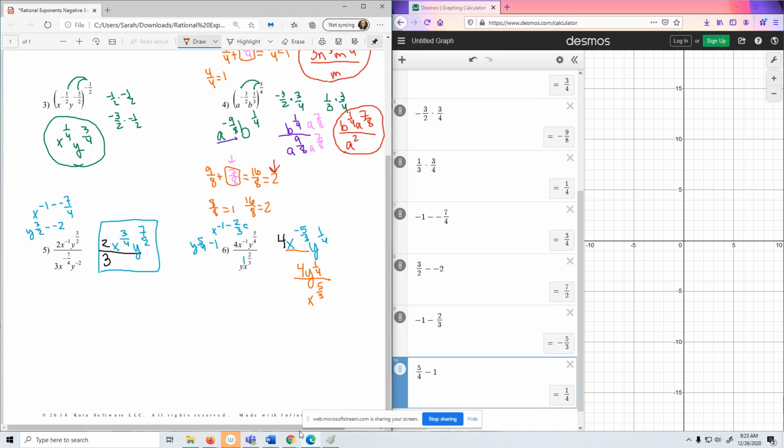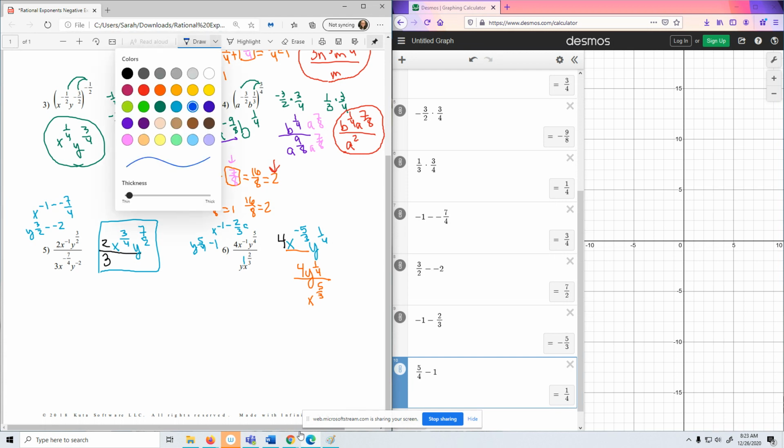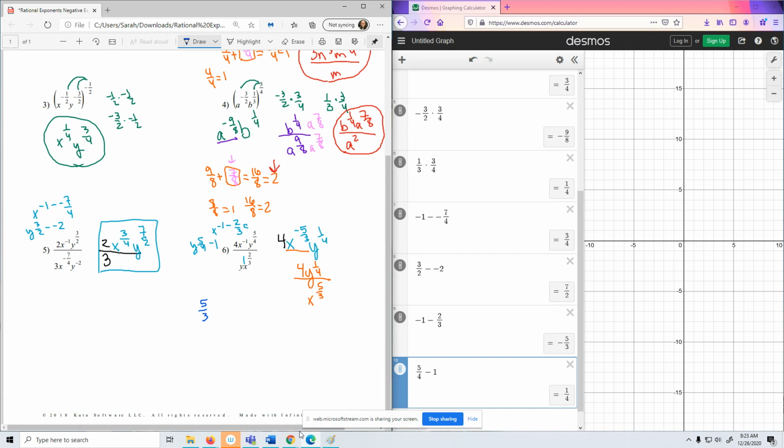We're closer to being done, but we're not quite there yet. We need to deal with this 5 over 3. We do not want a fraction exponent in the denominator. What fraction do I add to 5 over 3 to turn that into a whole number? 3 over 3 is 1. The next one would be 6 over 3, which is 2. That's the one we're going to use.